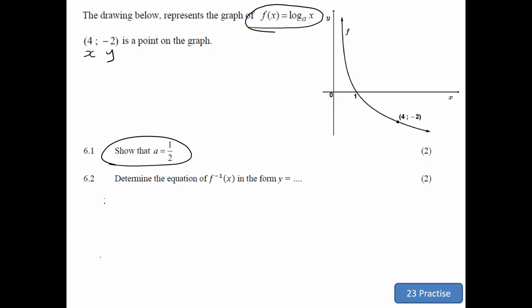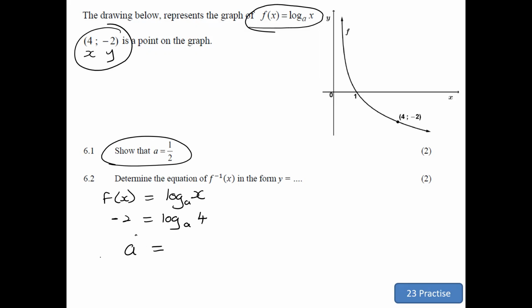So let's start, Mr. Walton, with the equation. f of x is equal to log x base a. I'm going to now substitute this point here that you see. The y value is minus 2. The x value is 4. Log 4 base a. My goal is to try and find a. Now, to find a, we are in log form, so we're going to bring this to exponential form. Exponential form means take your base, which is a, to the power minus 2, which will equal 4.